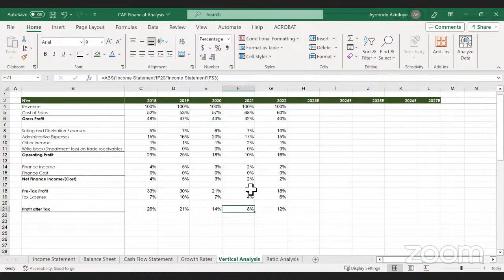So you can see, there were other items here that would have likely impacted this, but you can see that net margin, profit after tax as a percentage of revenue, declined to 8% in 2021. So for every 100 naira they generated in 2021, they only made 8 naira in profit. That's a decline of 6 naira per 100 naira of revenue. That is a huge concern. Meaning, if revenue in 2020 was the same as revenue in 2021, there would have been a very big dive in profit. So you want to investigate what happened in 2021 that led to this.